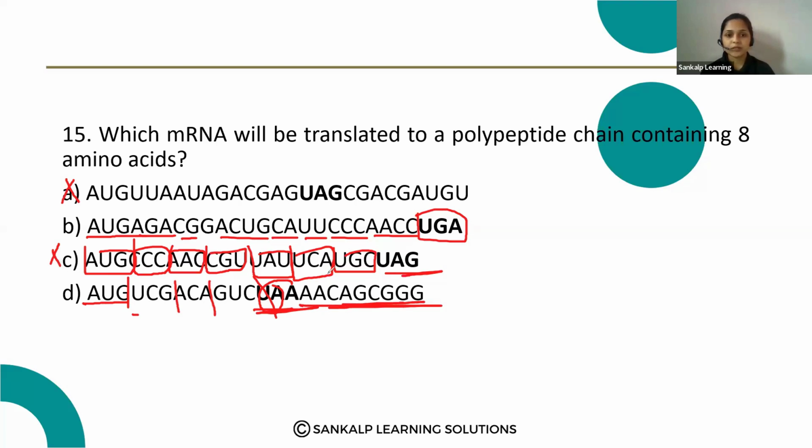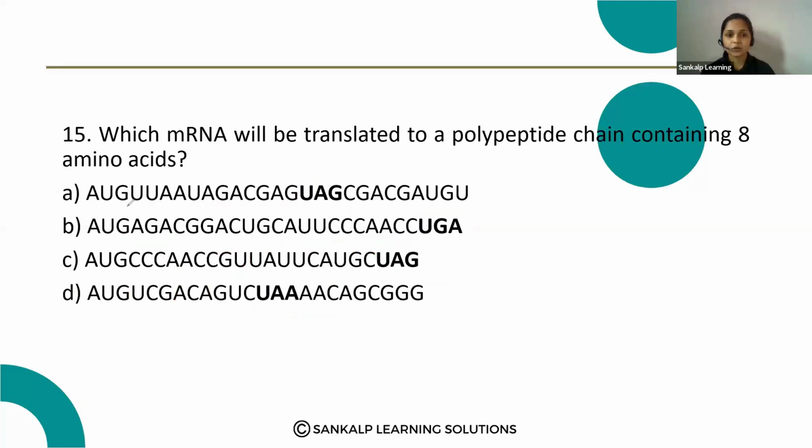1, 2, 3, 4, 5, 6. Only 7 amino acids are there. Here also not 8 amino acids, because a stop codon is present here. So in option B, we can see 8 amino acids: 1, 2, 3, 4, 5, 6, 7, 8. And at last the stop codon.